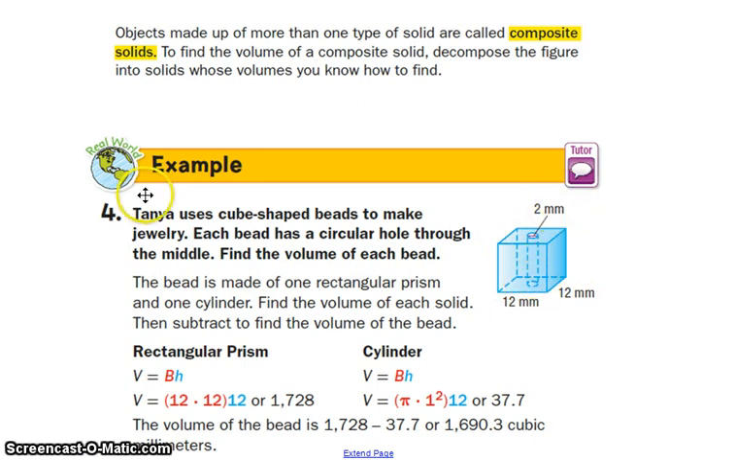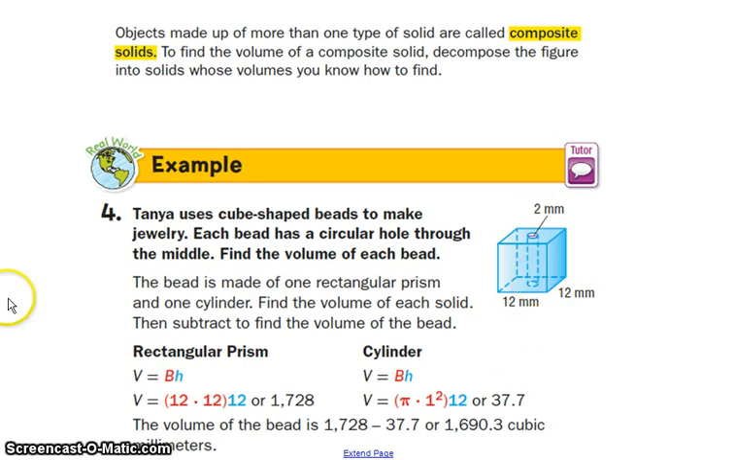That's a composite solid. The example says Tanya uses cube-shaped beads to make jewelry. Each bead has a circular hole through the middle. Find the volume of each bead. So this is actually a picture of a bead, and it's got a cylinder through the middle so that you could put string through it to make a bracelet or something. So we want to find the volume of this.